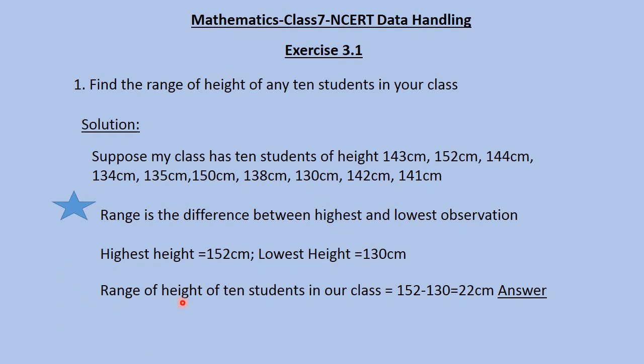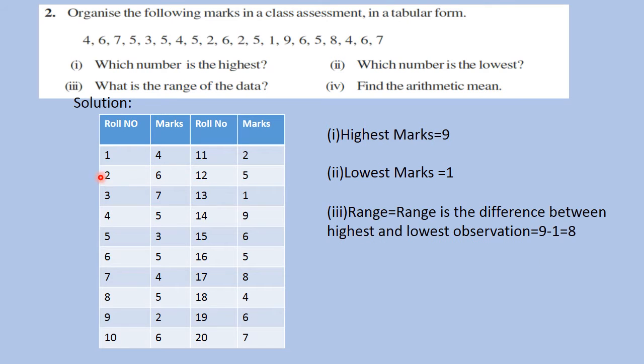So what is the range of height of 10 students in our class? Highest minus lowest, so 152 minus 130 is 22 centimeters. That is the answer. So the range of height of 10 students is 22 centimeters. Okay. Now let us see the second problem.